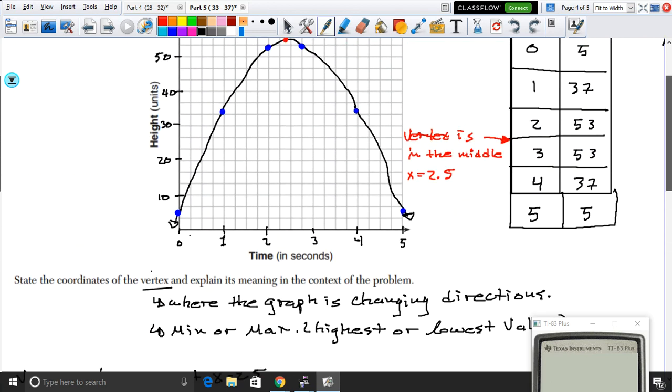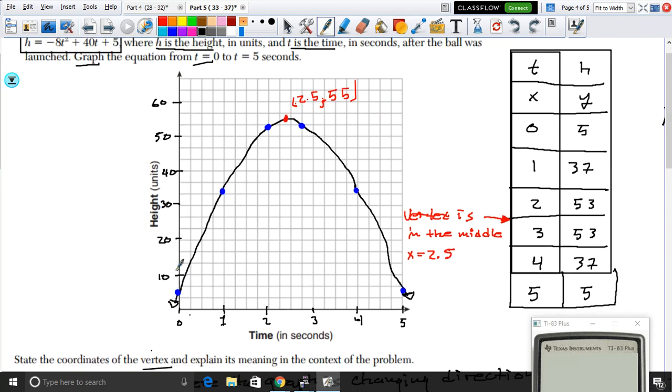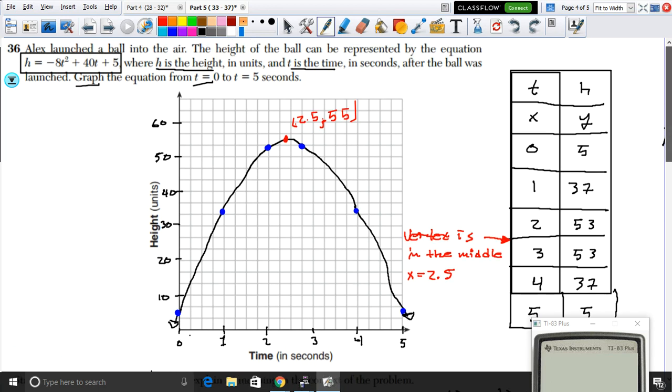Cool. So let's see if it makes sense. They throw the ball, and at this point the height is 55, and it took 2.5 seconds to reach this point. Once it reaches this point, it starts going down. So if at this point it starts going down, then that means that the highest value, or the maximum height, will occur at this point. So that's the meaning of the vertex in example 36 here.